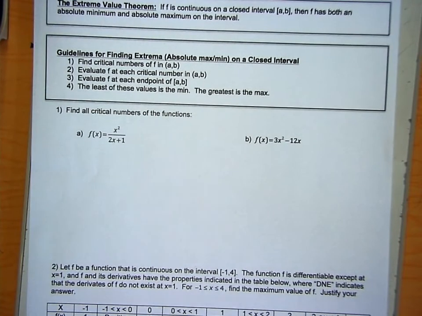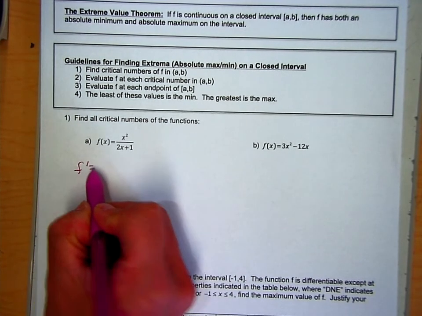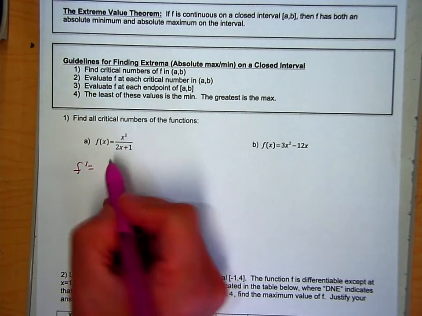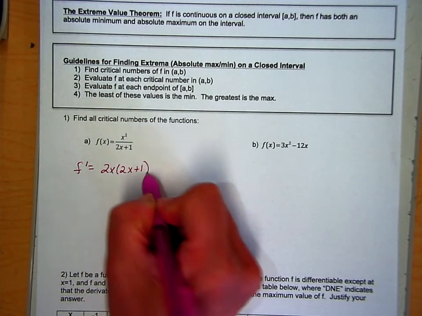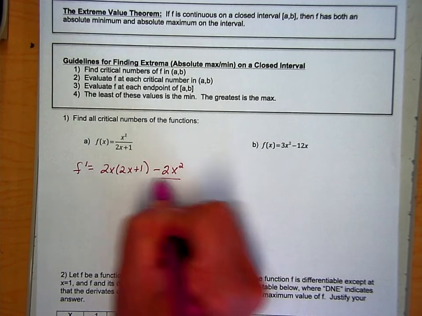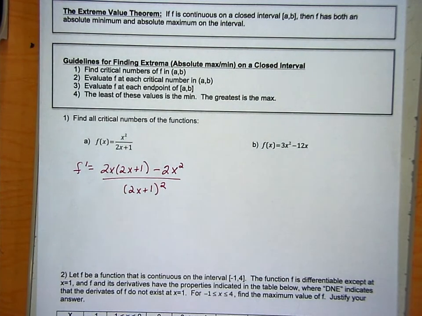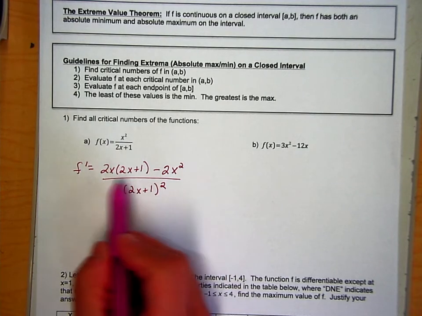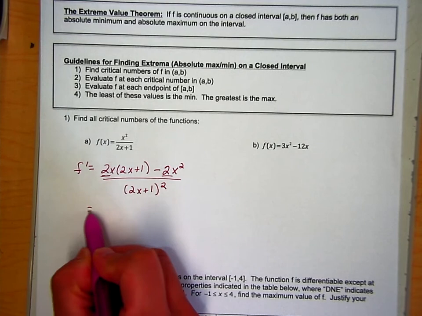So if I ask you to find a critical number, we need to look at the derivative. Step one is we're going to take this derivative and use the quotient rule here. So derivative of the top times the bottom minus derivative of the bottom times the top, all over denominator squared. Okay, now in order to find the critical numbers, we're going to have to simplify our answer. I see there's a 2x that I can factor out.